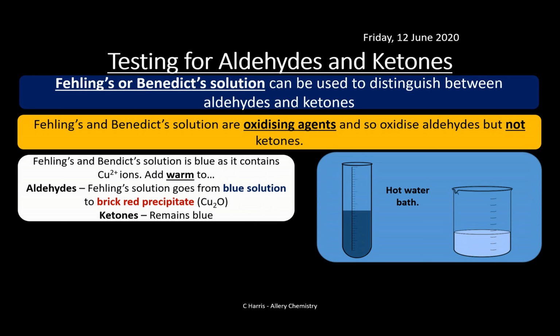So Fehling's and Benedict's solution is blue. It contains copper 2+ ions, so it's like copper sulfate solution, as you can see here. Then we add it warm to an aldehyde, so we put it into a hot water bath, and if we add it to an aldehyde, then we should get a brick red precipitate that's actually formed here.